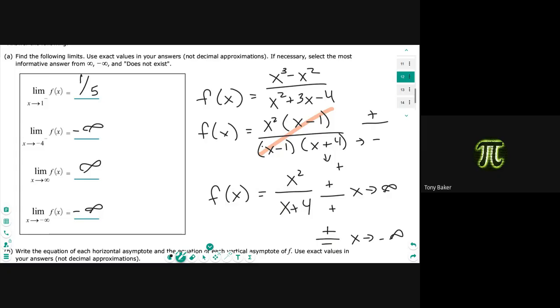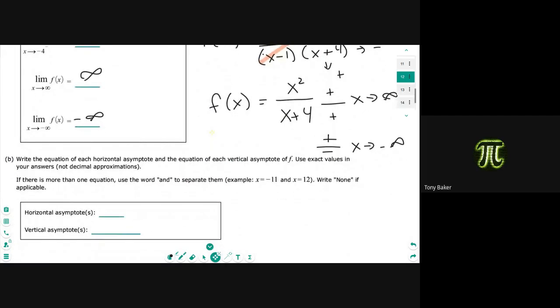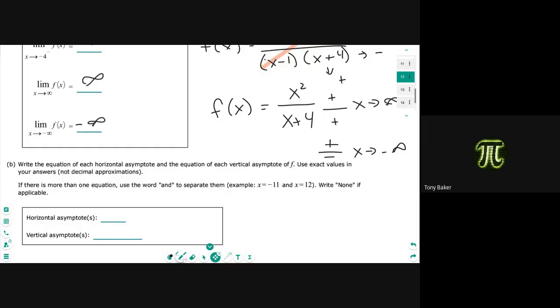Any questions with those? Okay. Next part of this question. What are the vertical and horizontal asymptotes? I have no horizontal asymptotes. It goes to infinity. And my only vertical asymptote is x equals negative 4. So I have one vertical asymptote and no horizontal asymptote.